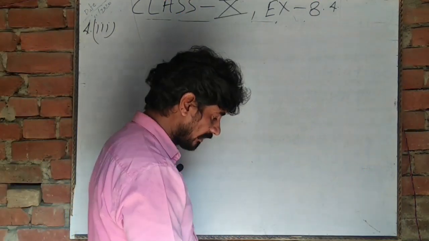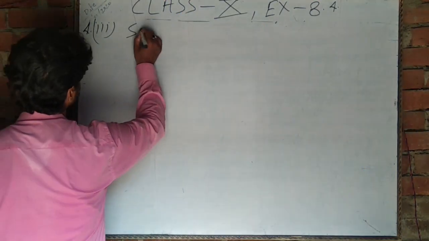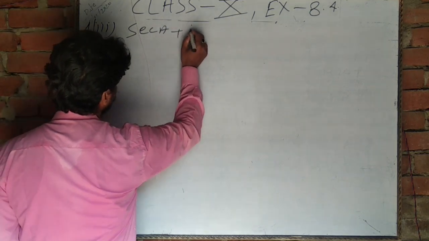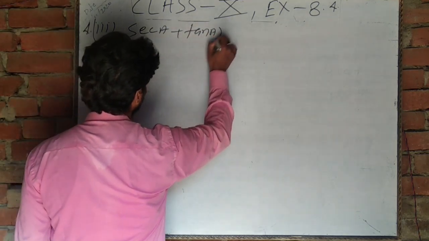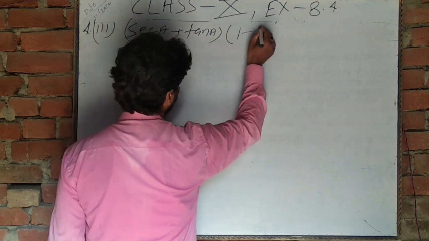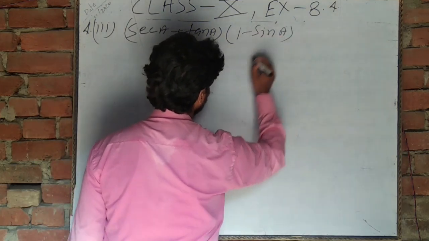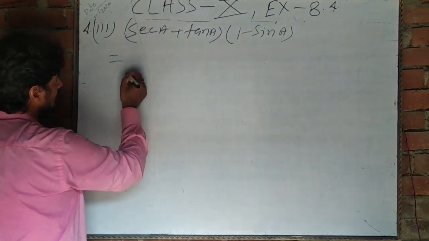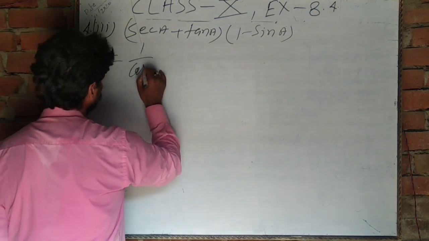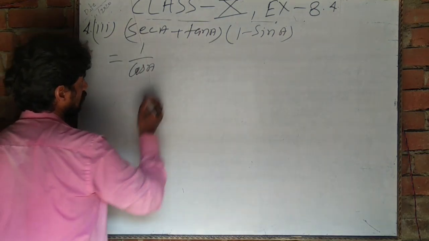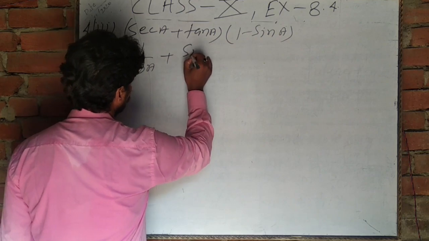Plus tan A into 1 minus sin A. Sec A plus tan A into 1 minus sin A. We will change sec in the term of cos. Sec A means 1 by cos A. Tan A means sin A by cos A.